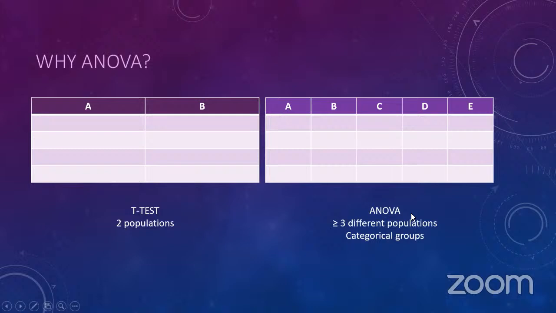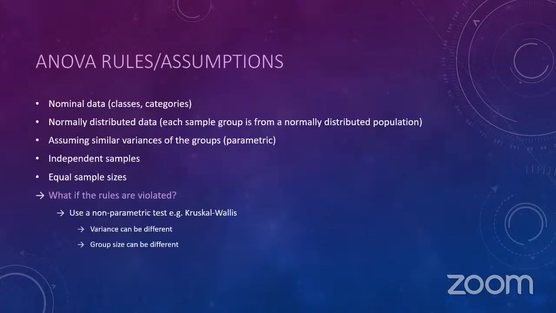To use the ANOVA test, we have to have certain rules or assumptions for our data. Like I've just said, we have to have nominal data, which is categorical data. The data should be normally distributed or at least be sampled from a normally distributed population. We will assume that the data have similar variances. The data is said to be parametric, because if these rules are violated, we have non-parametric data, and then we will use another test that is not ANOVA. So these rules are important to use ANOVA.